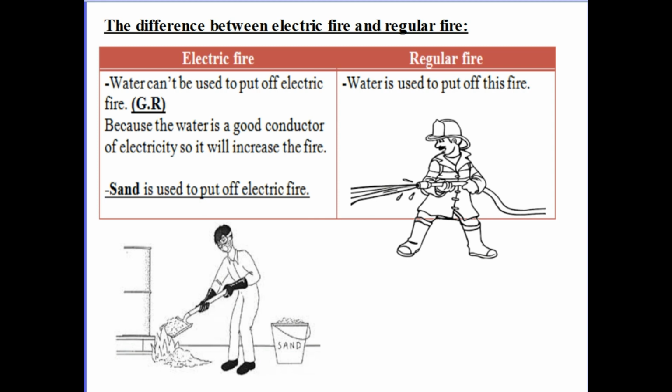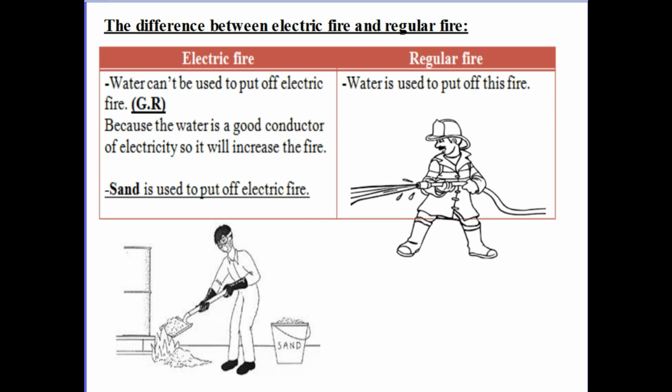So how do we put off this type of fire, or fire resulting from electricity? The best solution here is to use sand. Sand is used to put off electric fire. This is why we sometimes see a bucket full of sand in labs or in some places. This is for safety in case an electric fire occurs.